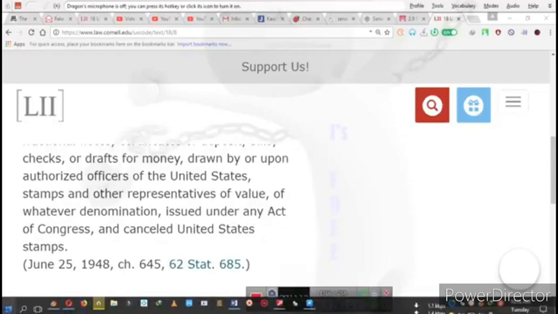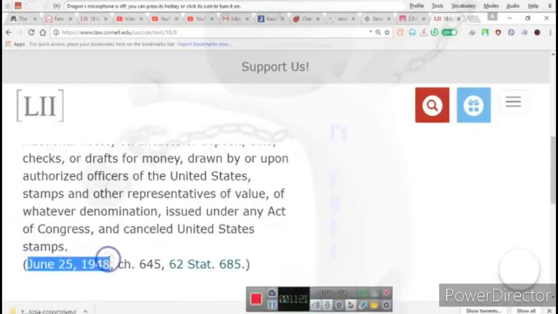Guess what this is right here? You see this act right here? When they did this, this was 1948 that this was done. Do you know what this act is? Does anybody know what the act of June 25th, 1948 is? This is the Judiciary Act of 1948.